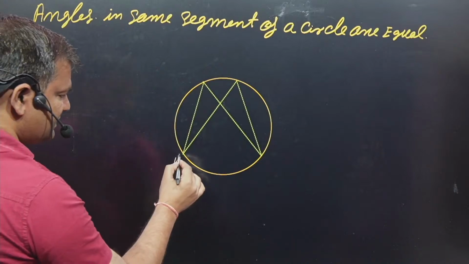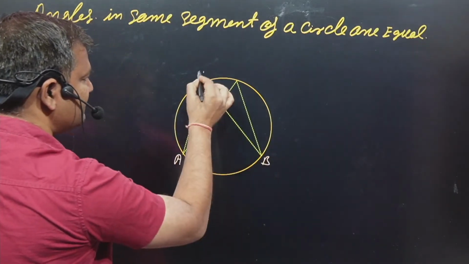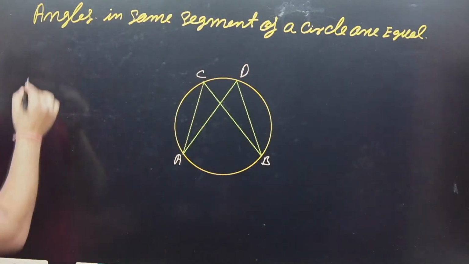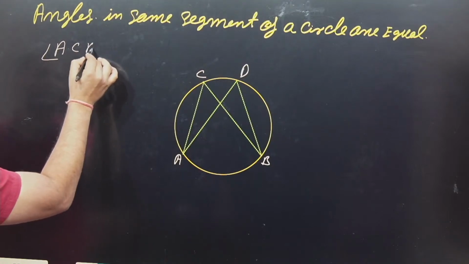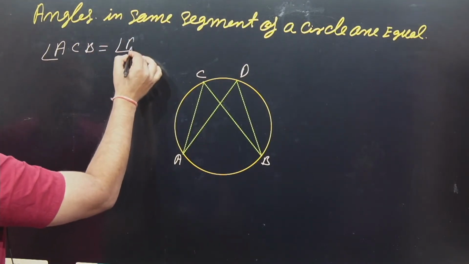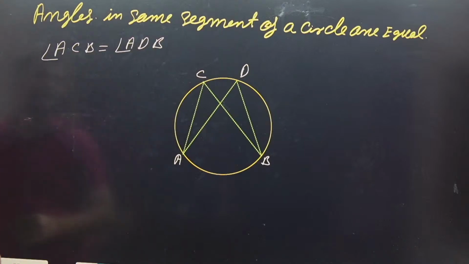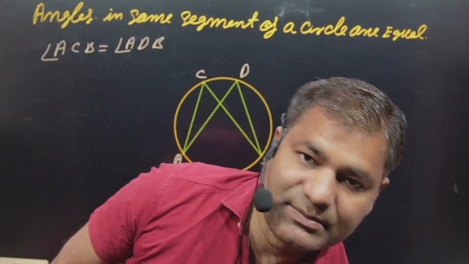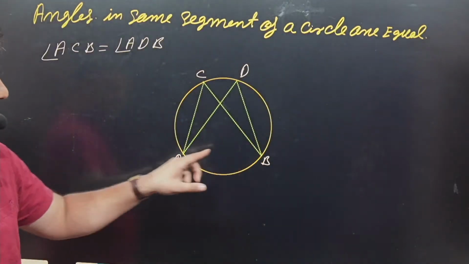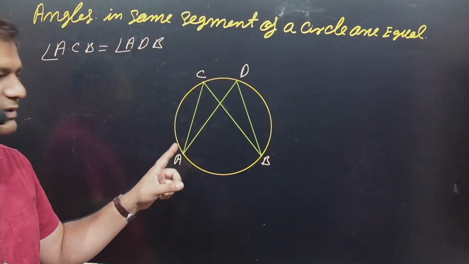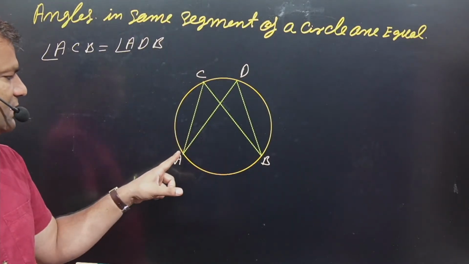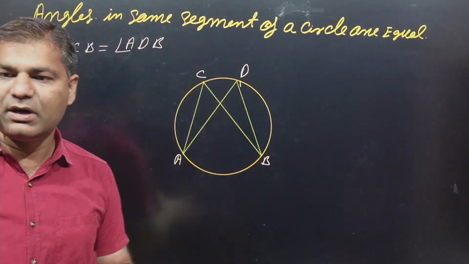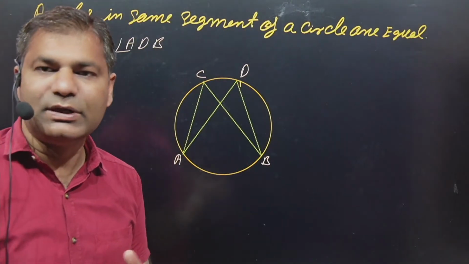So if this one is A, this one is B, this one is C and this one is D, according to this theorem, angle ACB is always equal to ADB. Okay, our target: how can we prove it? Same segment means that point and that point. These two angles are created corresponding to that point and that point. So ACB and ADB, how can we prove these two are equal?